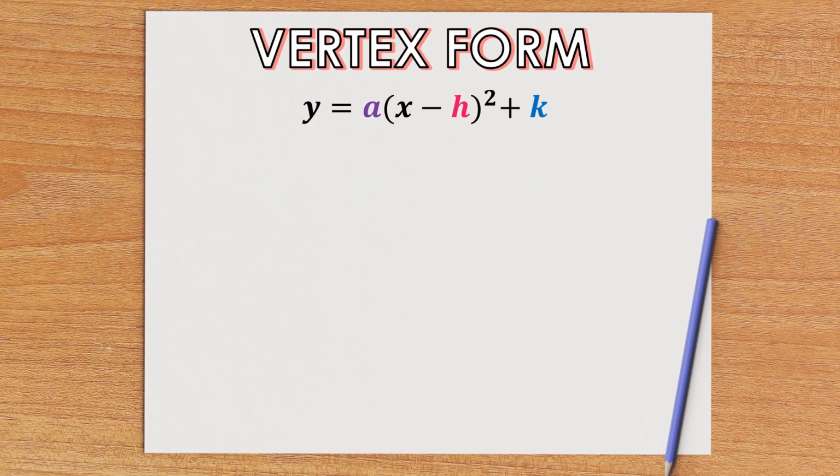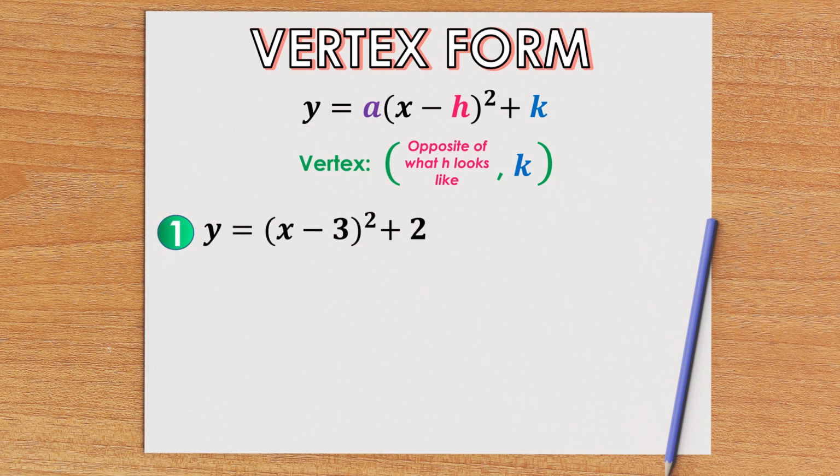The form y equals a times x minus h squared plus k is called vertex form. This form makes finding the vertex very easy. The x value is simply the opposite of what h looks like, and the y value is k. For example, in the equation y equals x minus 3 squared plus 2, h appears to be negative 3, so the x value of the vertex is positive 3. And k is positive 2, so the y value will be positive 2. We only flip the sign for the x value.